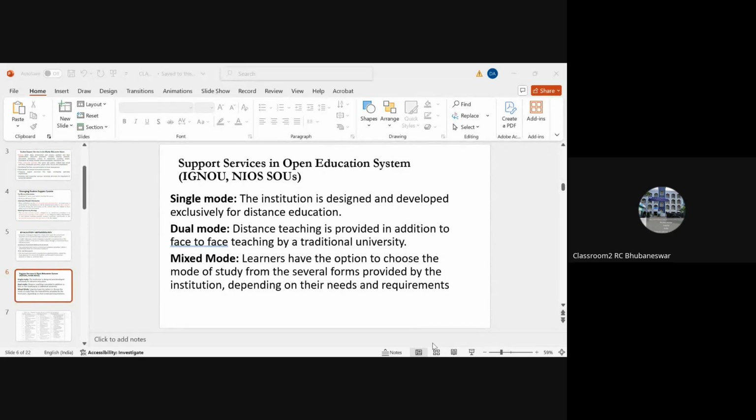Dual mode, IGNOU? The institution designed and developed exclusively for distance education is known as single mode.